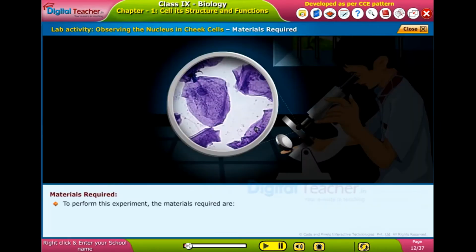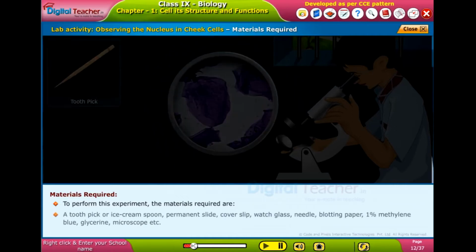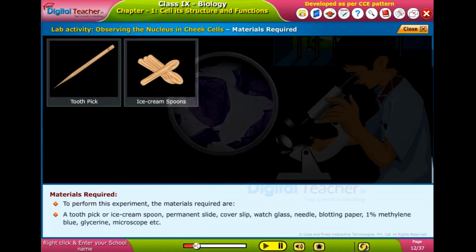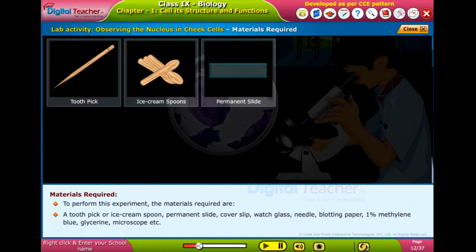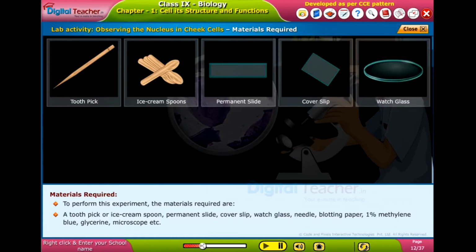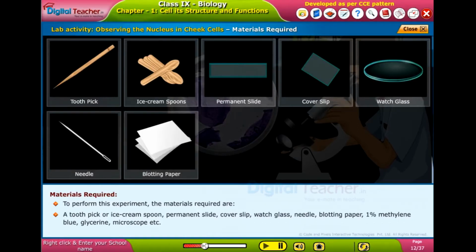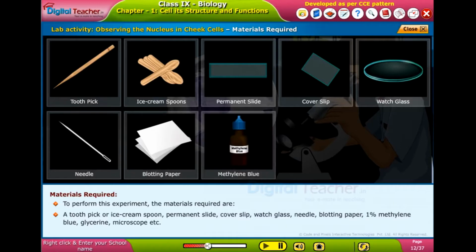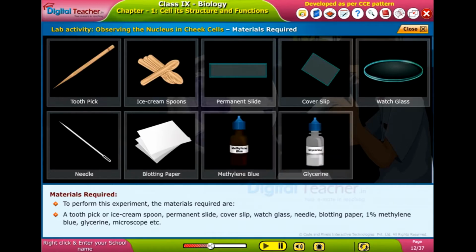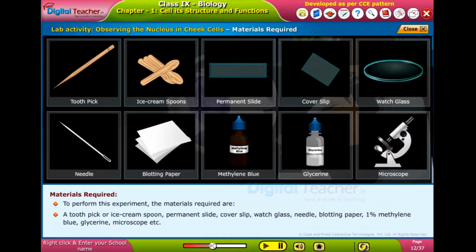To perform this experiment, the materials required are a toothpick or ice cream spoon, permanent slide, cover slip, watch glass, needle, blotting paper, 1% methylene blue, glycerin, microscope, etc.